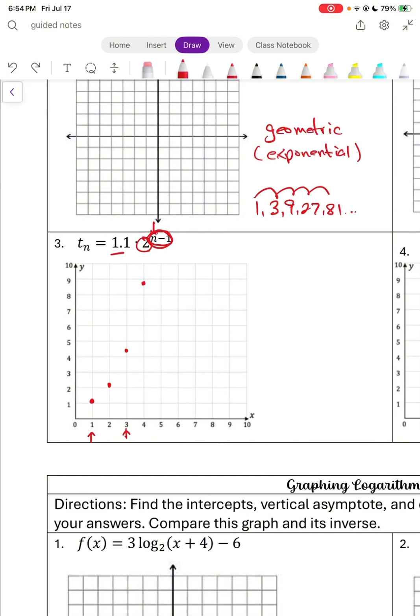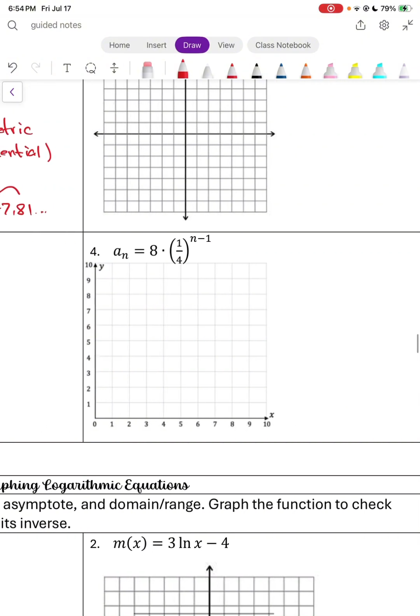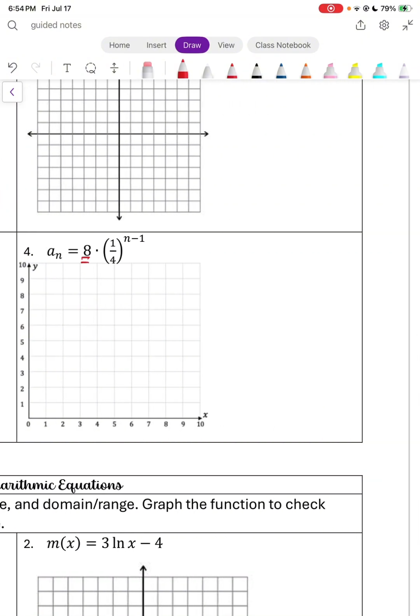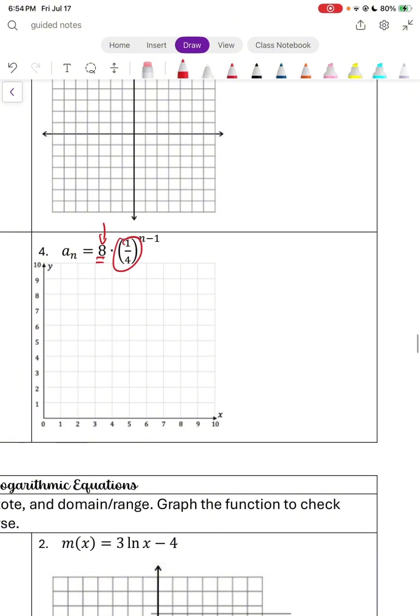So that's going to be growth. Why is it growth? Because you're pretty much just taking a number and multiplying it by 2 over and over and over again. Okay, the next one, you're taking a number, and in this form, that's always going to be your first number. You'll start noticing that. And you're actually multiplying by 1/4 over and over and over. So when you find your first term, or your A1, you're going to plug in 1 for n. That's going to give you 8 times something to the 0 power, which is 1. So our first term here is going to be 8.